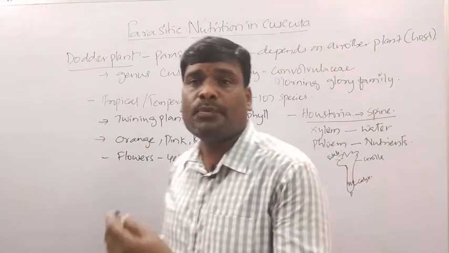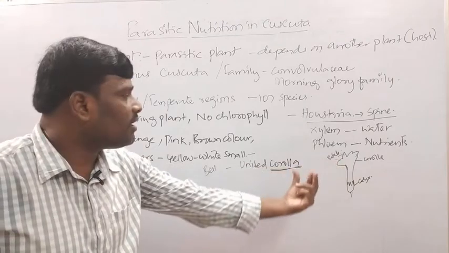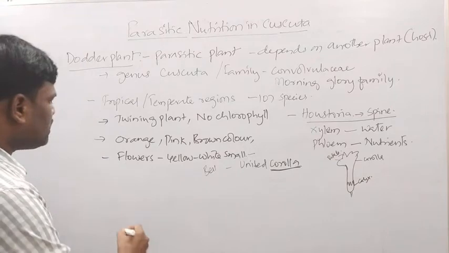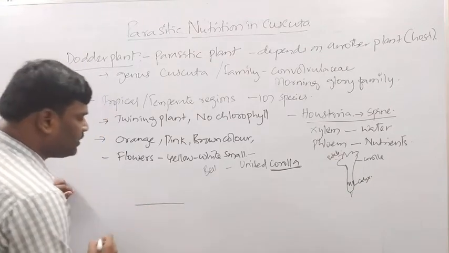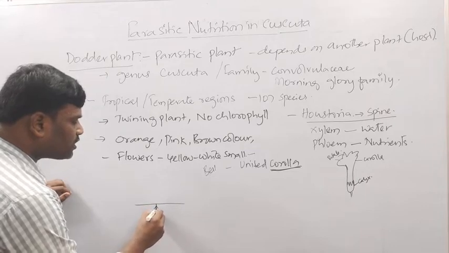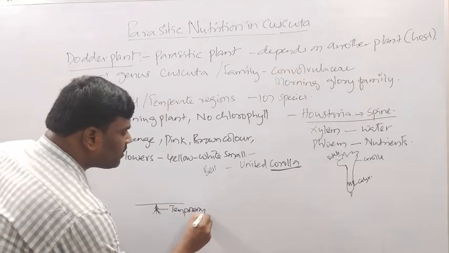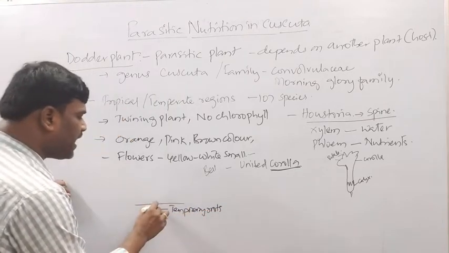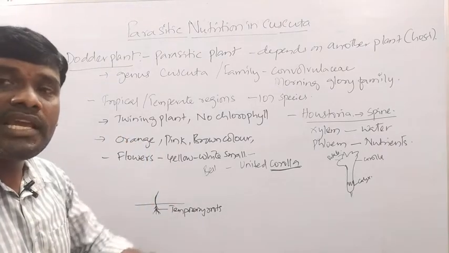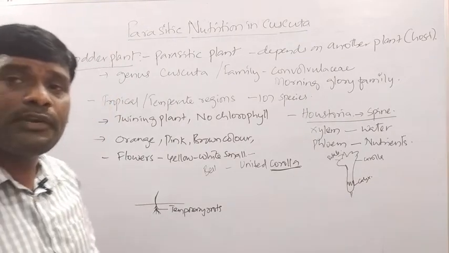Okay, then how does it propagate? These small flowers, which have united corolla, produce the seeds. When these seeds fall on the soil, children, they germinate and produce small roots, and these roots are temporary roots. It does not have any leaves at all. The leaves are modified into what, children? Scales. Their leaves are modified into scales.